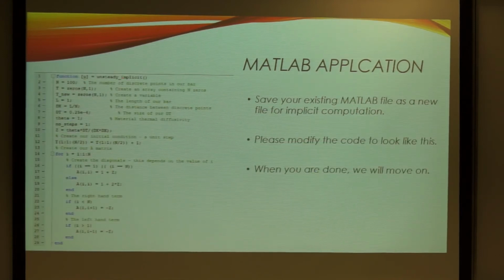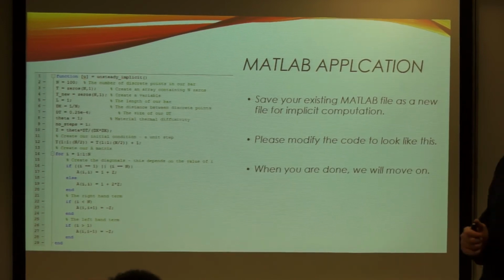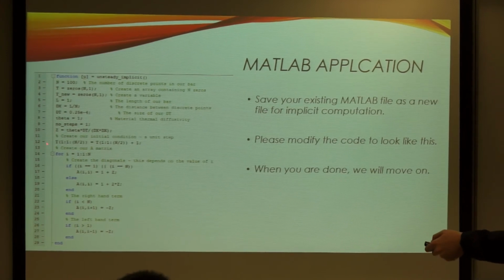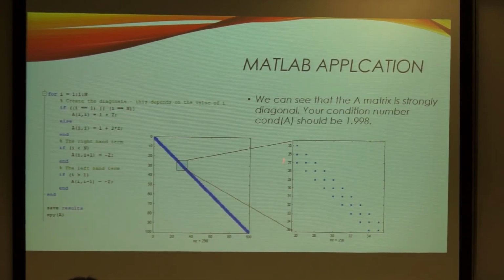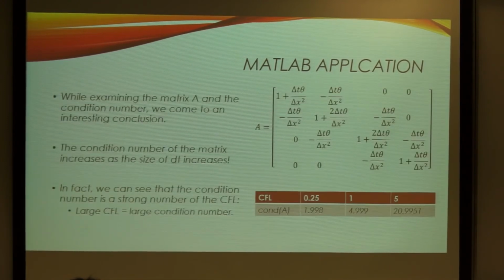Now this code is an unsteady implicit solver. So B is going to be an array of our initial temperatures, which we already have. Conveniently enough, we've created an array T that holds our initial condition, which is the same as last week. That's our step problem. So if you haven't written this T in yet, you want to put it in now because we're going to use it. Your condition number should be 1.998. I think everyone's there now.